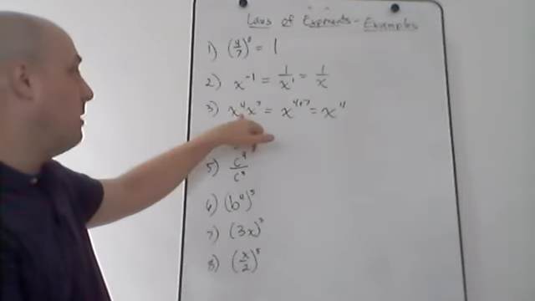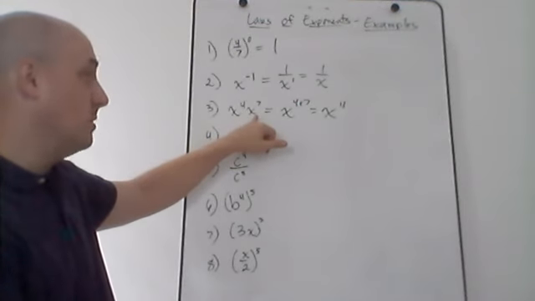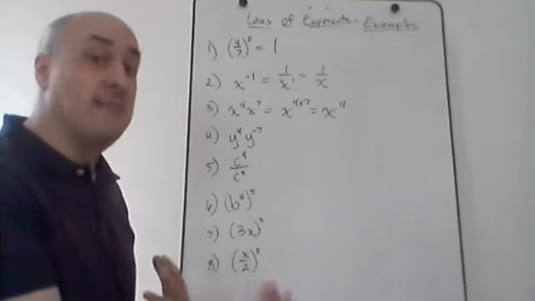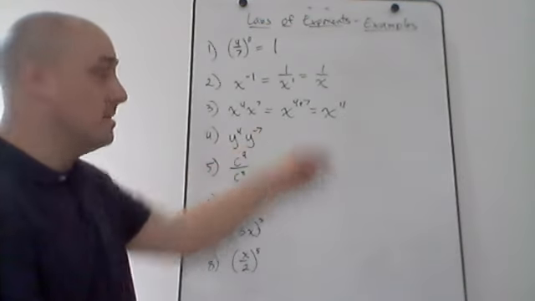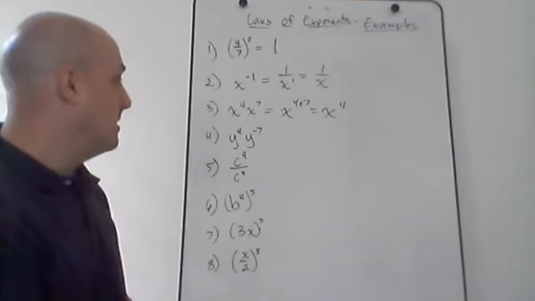So again, multiplying with the same base. Remember, I have 4 x's multiplied here, I have 7 x's multiplied here. So altogether, I have 11 x's being multiplied together. When you're multiplying here, don't multiply those exponents, add them up. So I get x to the 11th there.